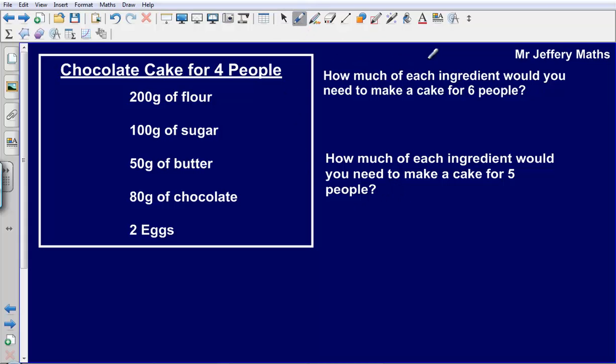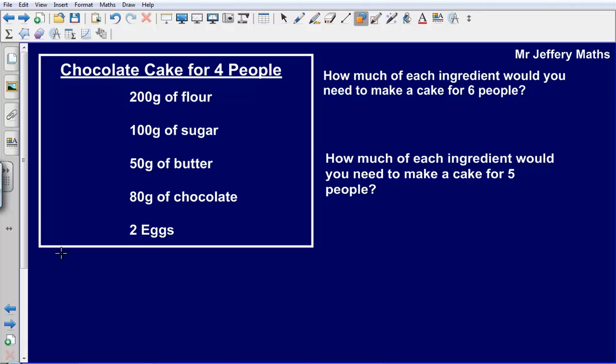In this video we're going to be looking at the idea of proportion, in particular the idea of proportion in terms of a recipe. So here we have a recipe, chocolate cake for 4 people. It tells us we need 200 grams of flour, 100 grams of sugar, 50 grams of butter, 80 grams of chocolate and 2 eggs.